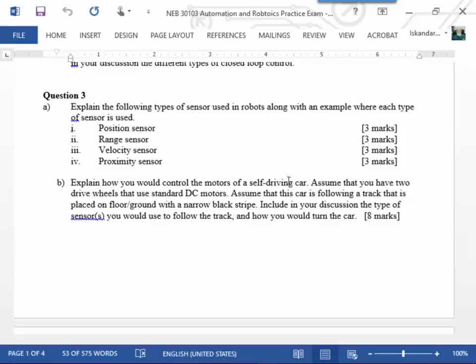Velocity is measuring the speed of something. How fast is my vehicle moving? How fast is my arm? Proximity is just telling me whether I'm close. And most of you have proximity sensors if you have cars. I know that when it reverses, that beep, beep, beep, beep, beep, that's a proximity sensor. So you just simply need to know what those 4 sensors are.